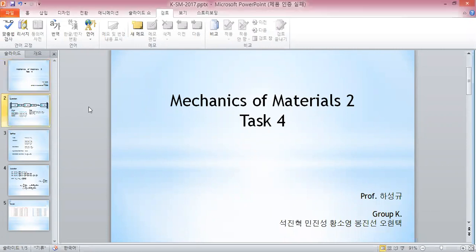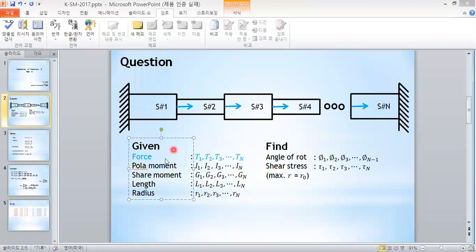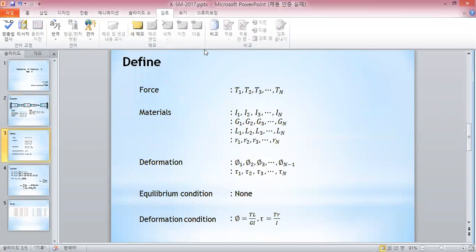The task was to find the angle of rotation and the shear stress for each shaft, number 1 to n. The given properties are the torque applied to each shaft, T1 to Tn, the polar moment of inertia, I1 to In, the shear modulus, length, and radius. This defines force, material deformation, equilibrium condition, and deformation condition.